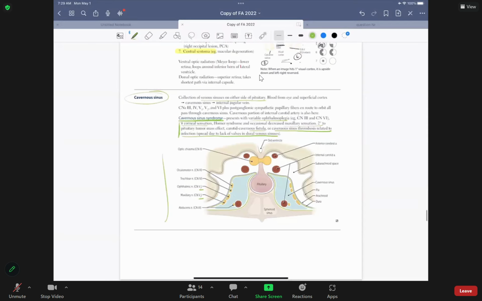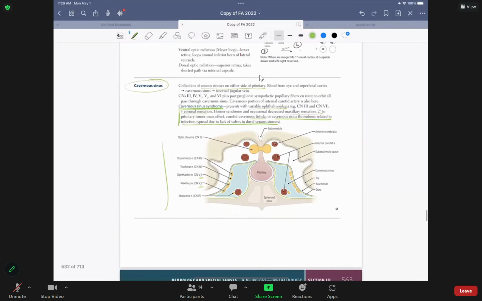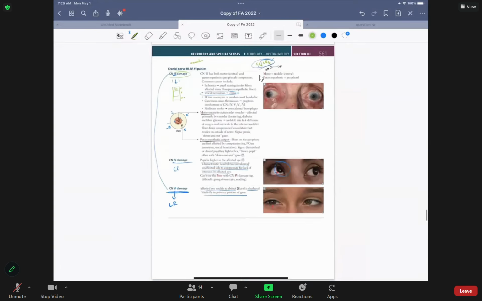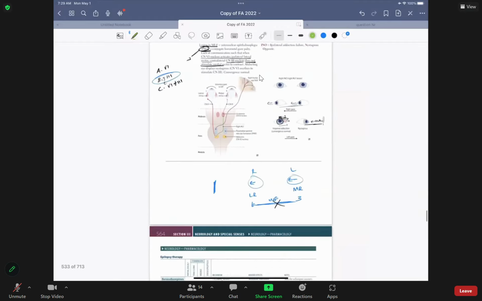Very good, folks. So that's the cavernous sinus. Is everybody clear? Okay. So this takes care of the cavernous sinus part. Let me go through here.